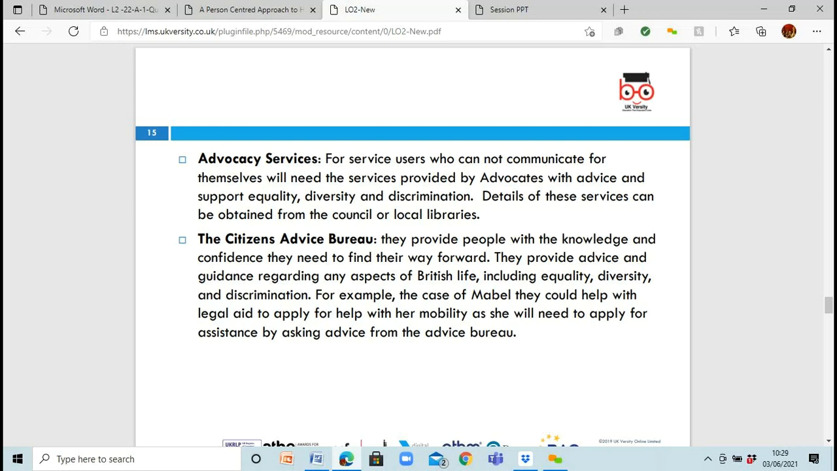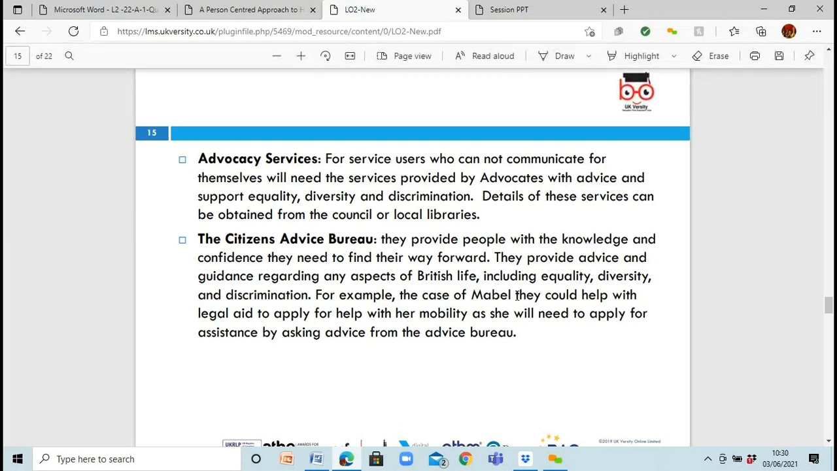And then you've got the Citizens Advice Bureau. Now, this service provides people the knowledge and confidence to find their way forward. They provide advice and guidance regarding any type of aspect, really. So not just health and social care. You might have had an issue where you bought something really expensive and they're not taking it back and you want advice, you can go to them. So they'll look at equality, diversity and discrimination.